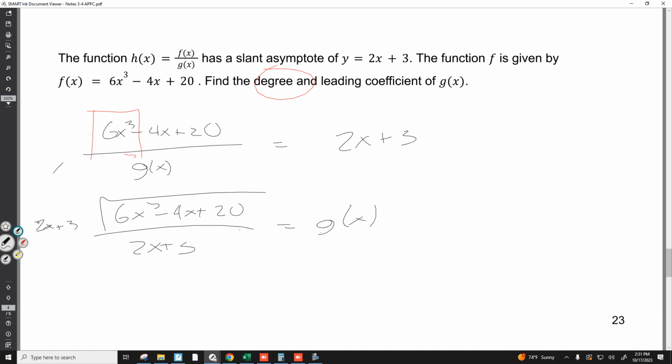2x plus 3 into 6x cubed, okay, I need a 3x squared. Boom, I just got that same answer, 3x squared. I don't care about the rest of it. 2x will be my leading term when I divide. So I know this has to be 3x squared, because 6x cubed divided by 3x squared gives me 2x. Oh, yeah. Okay.